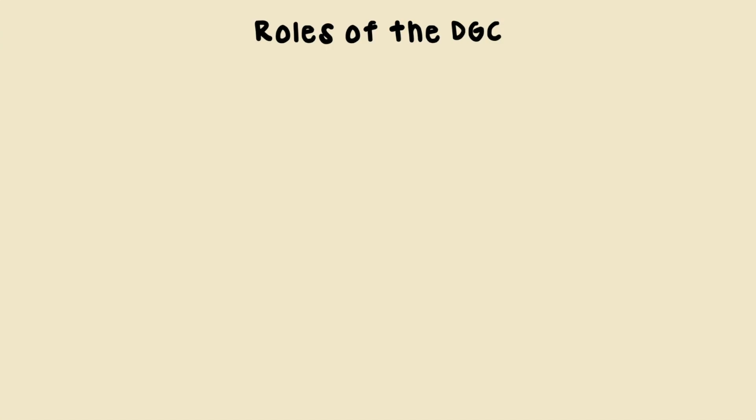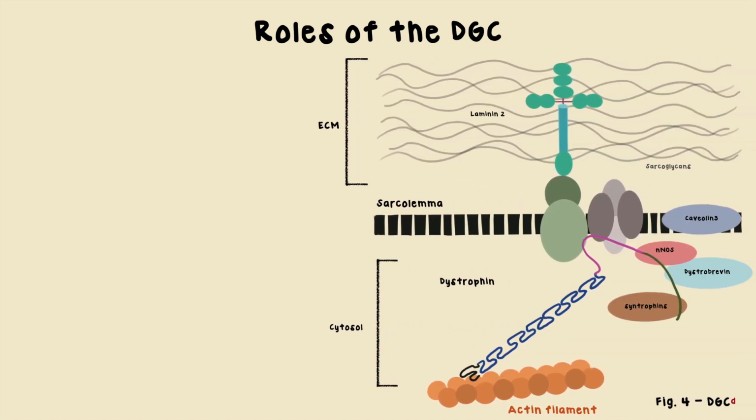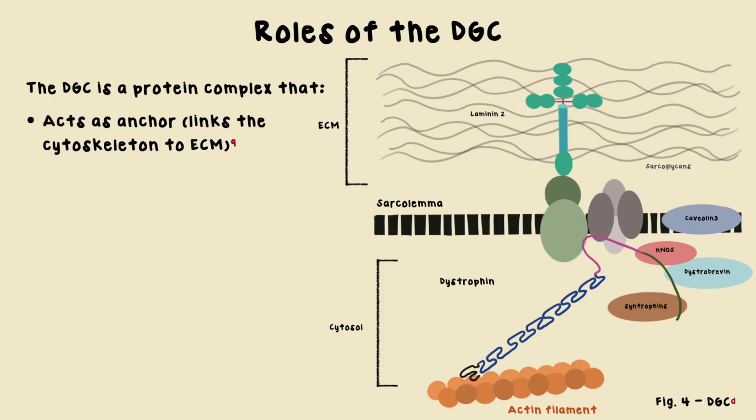What does the DGC do? It has two primary roles. One in anchoring the cytoskeleton to the extracellular matrix, or ECM, and cell signaling. The ECM is composed of lots of proteins and other macromolecules that work together to give structural support to tissues and cells of the human body.